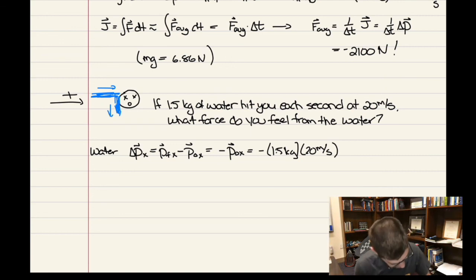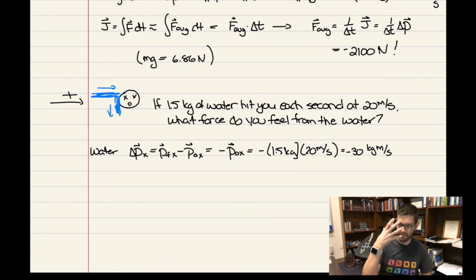That's some number. I guess it's 30. Negative 30 kilograms meters per second. That is how the water's momentum changes from going into your face and then stopping. And then gravity pulls it vertically downward. But we're not thinking vertically, we're thinking of what's going on horizontally.